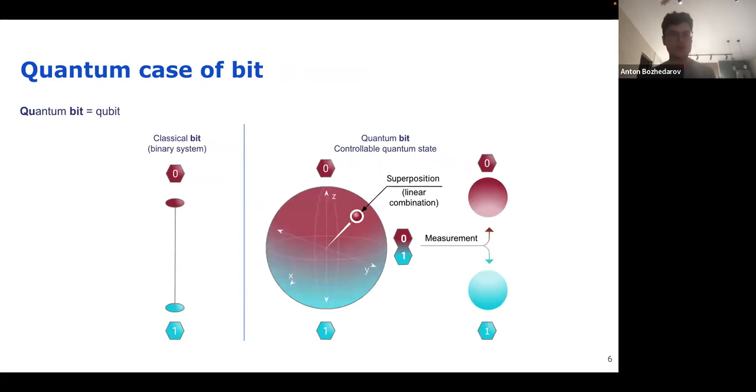After we measure the qubit, we will get either the result corresponding to 0 or the result corresponding to 1. For example, a photon could have vertical polarization or horizontal polarization. We could have any superposition of these two states, but when we measure in the basis of vertical and horizontal polarization, we will get only one result.